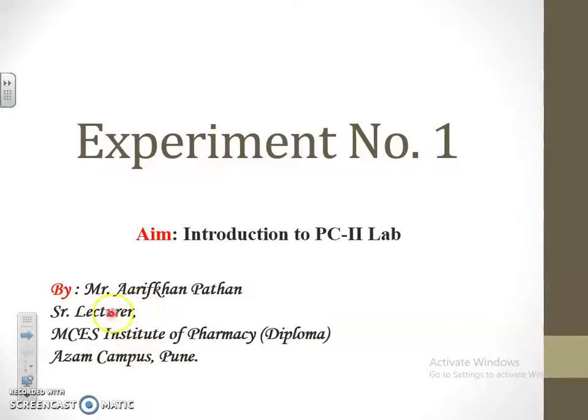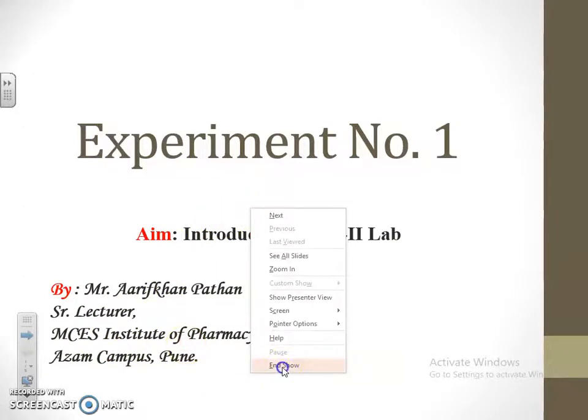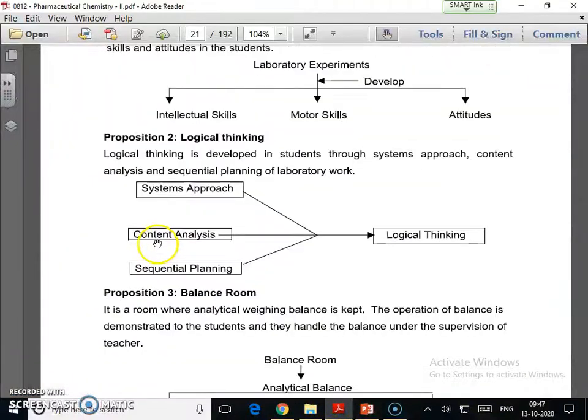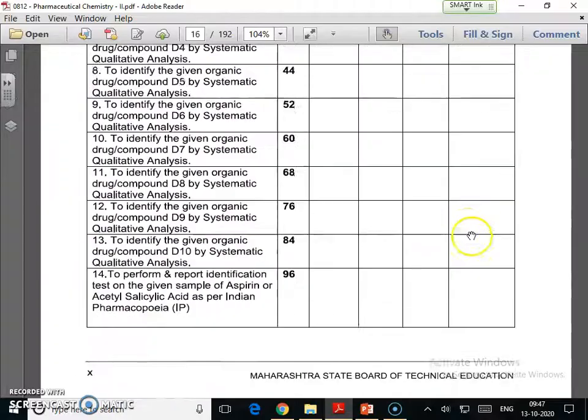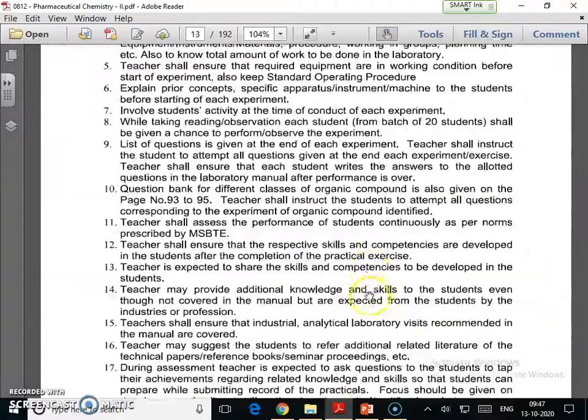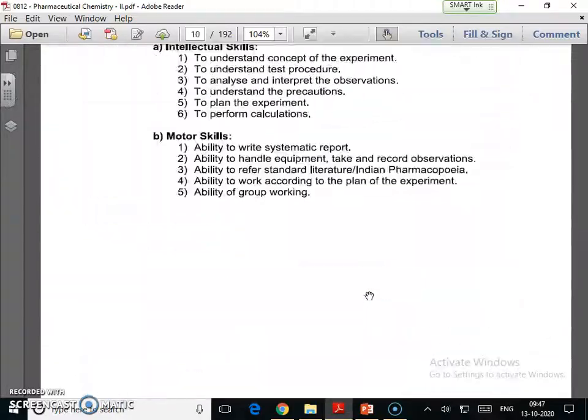This is the first experiment and it is prepared by myself, Mr. Arif Khan Pathan, senior lecturer, MC Swardi Institute of Pharmacy Diploma, Azim Campus, Camp Pune. So instead of directly going to the first experiment, we'll see your lab manual contents. This is actually the lab manual of your pharmaceutical chemistry 2.